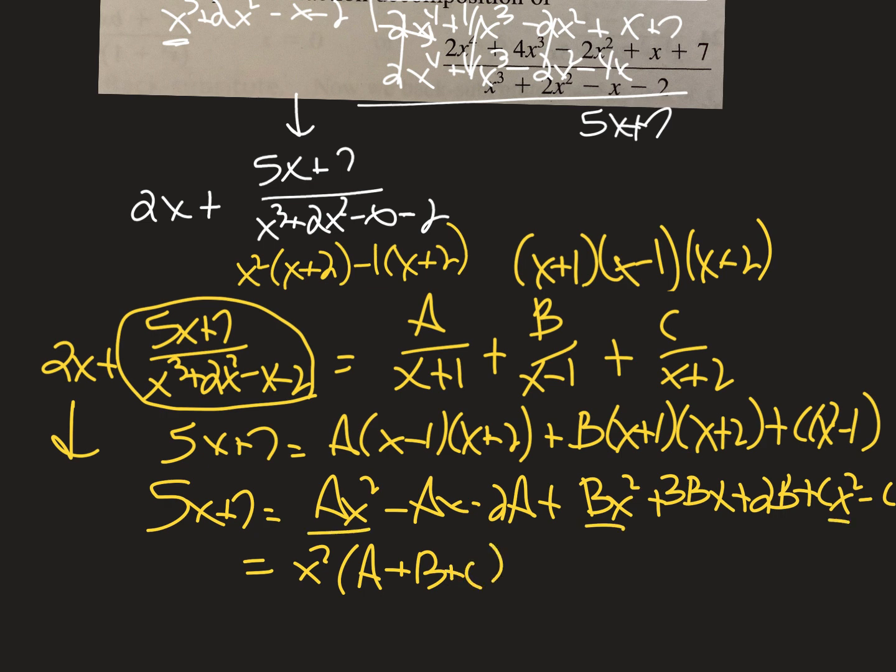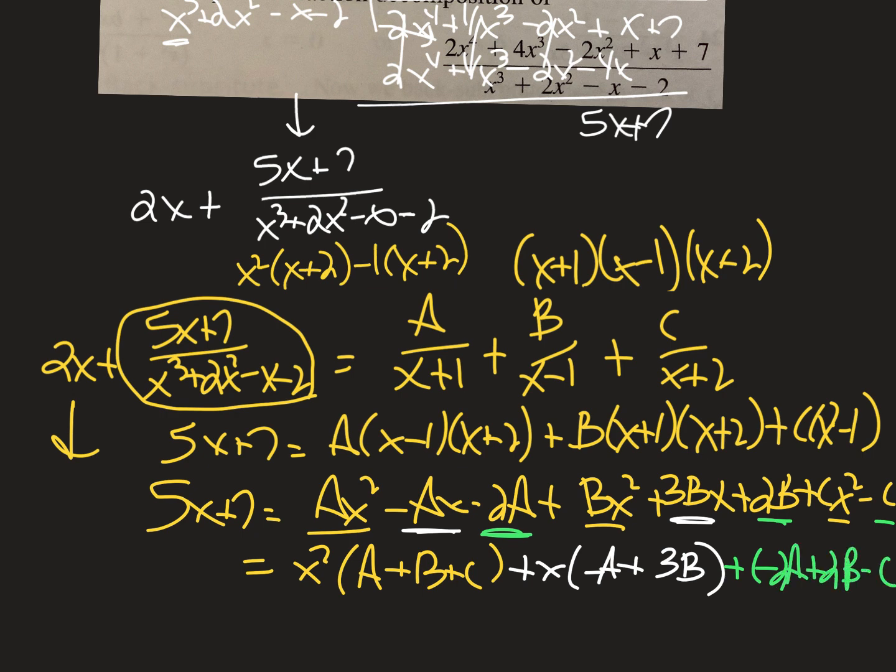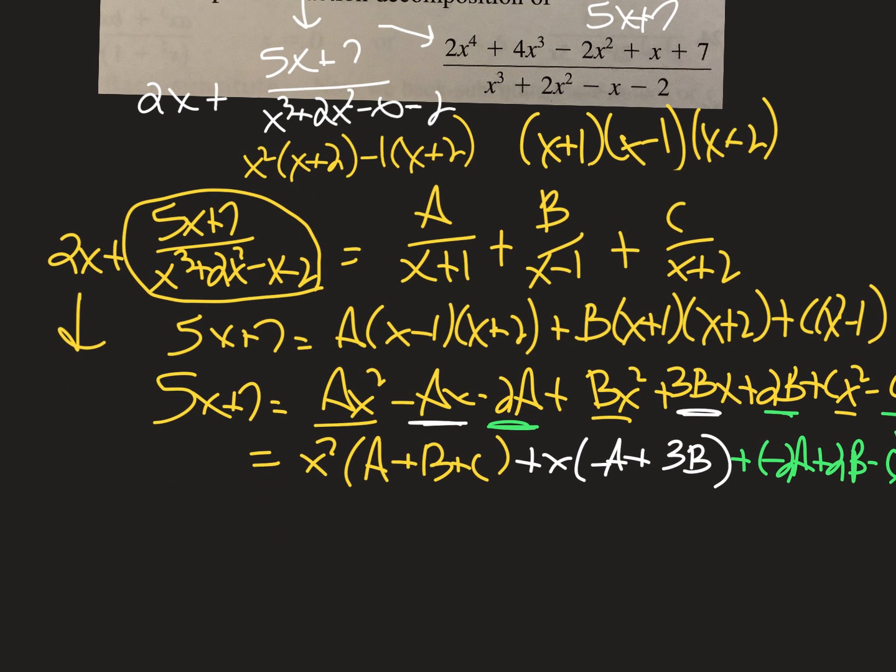Let me change colors here. Let's get the x's now. There's an x, there's an x. That's all the x's. So if I pull out the x, that leaves me a negative A and a plus C. Nope, sorry about that, plus 3B. Losing my colors here. And one more, let's do the constants. There's a constant, there's a constant, there's a constant. So if I group the constants together, I get negative 2A plus 2B minus C. Still, this is the same thing we were doing yesterday. It just started off a little bit tougher.